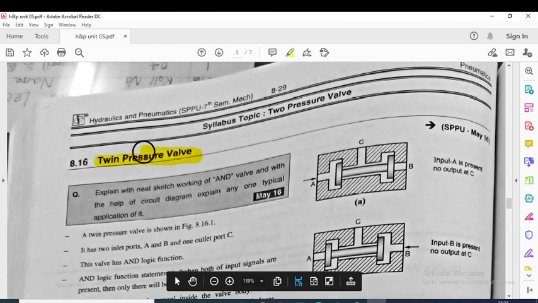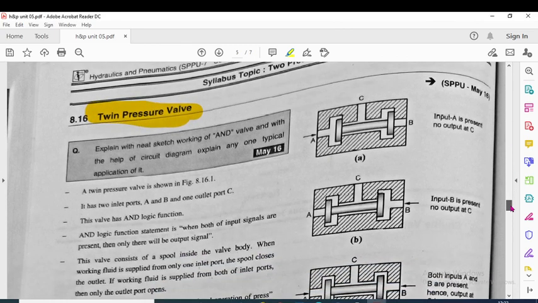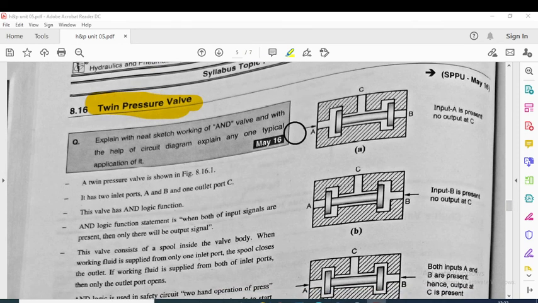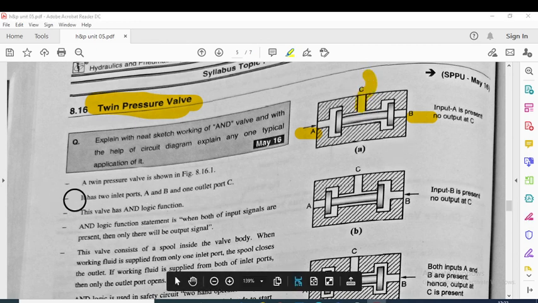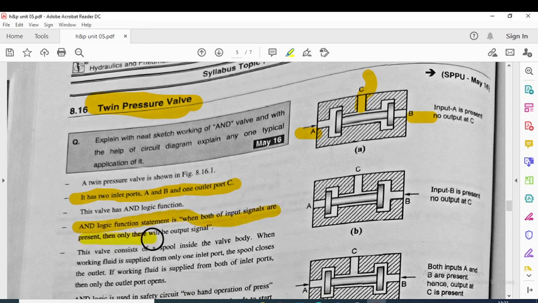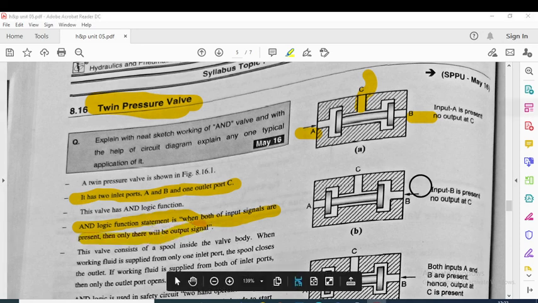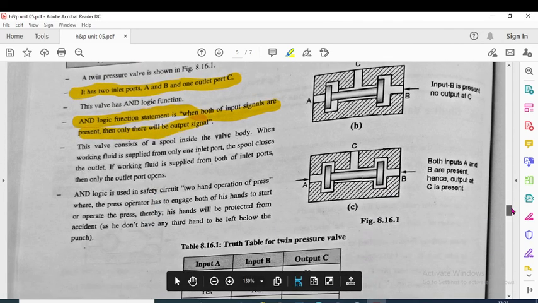Now this is the twin pressure valve. This twin pressure valve works only when both inlet A and inlet B have input. At that time you can get the output from this port C. Here you can see two inlet ports, A and B, and outlet port C. It works on the AND logic function, and the statement is: when both input signals are present, then and only then the output signal is available.